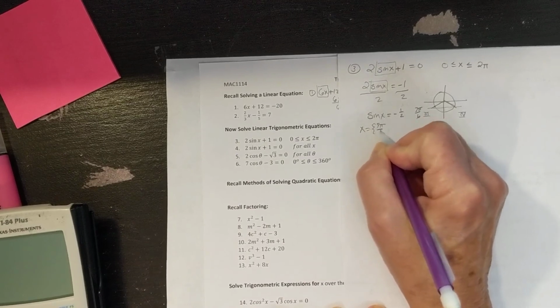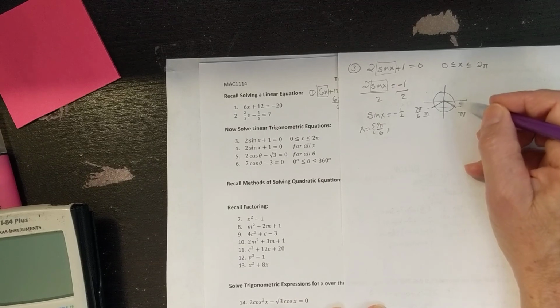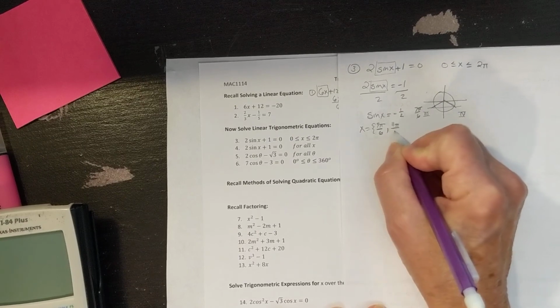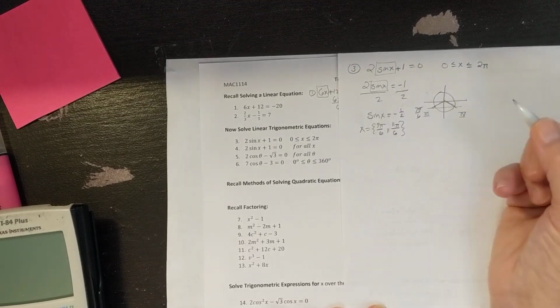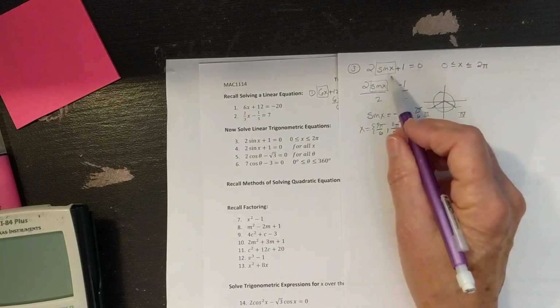7 pi over 6. And that this one is 2 pi minus pi over 6, which is 11 pi over 6. And those are my answers to this trig equation. The reason I answered in radians is because they gave me an x.